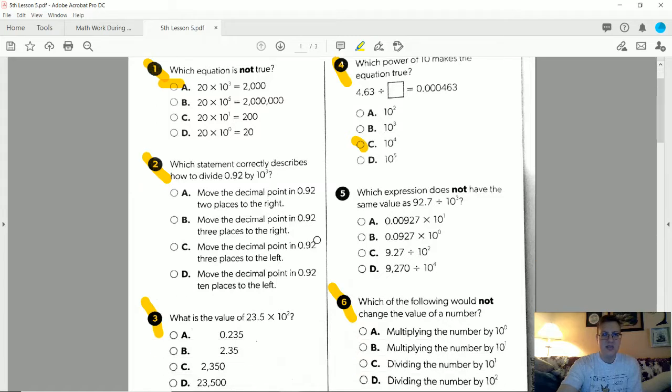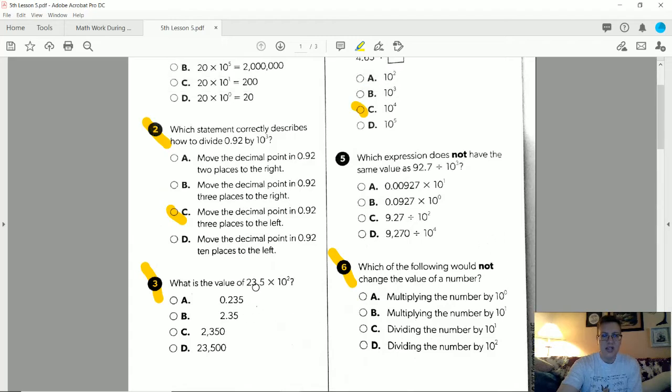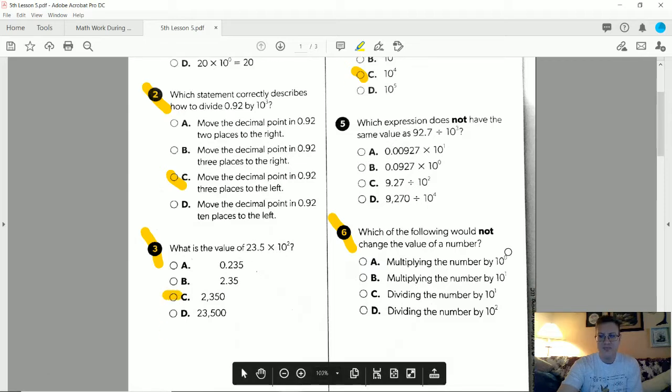Number 2, which statement correctly describes how to divide 0.92 by 10 to the third? So we are going to move the decimal point to the left, and we are going to move it 3 places to the left. Number 3, what is the value of 23.5 times 10 to the second power? The first would take us to 235, and then the second one would take us to 2350, and that matches with letter C.